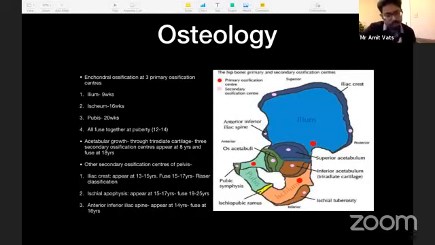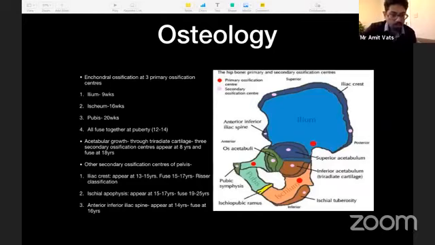Acetabular growth is particularly important in this age group. It happens through interstitial growth in the triradiate cartilage. There are 3 secondary ossification centers which form the superior wall, the posterior inferior wall, and the anterior inferior wall. These ossification centers appear around the age of 8 and fuse by the age of 18.